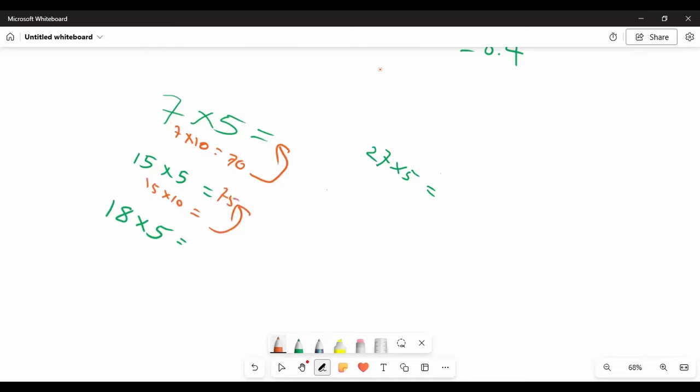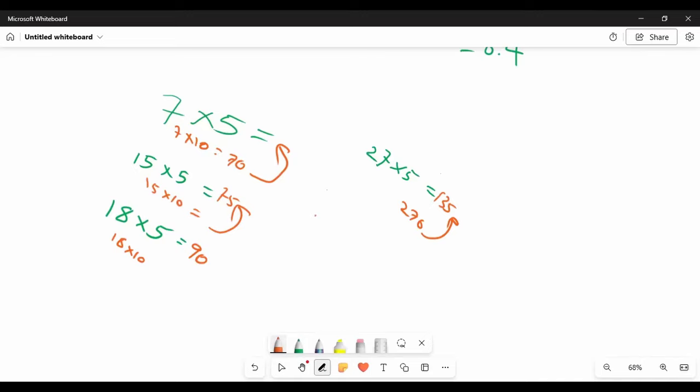Same thing, 18 into 5. First multiply 18 into 10, 180, half of 180, which is 90. You got it. So 27 into 5, you can multiply 27 by 10, which would give you 270, and get the half of it, which is going to give you 135. So now whatever big number I give you, you will be able to get the answer if you multiply by 5. Is that point clear?